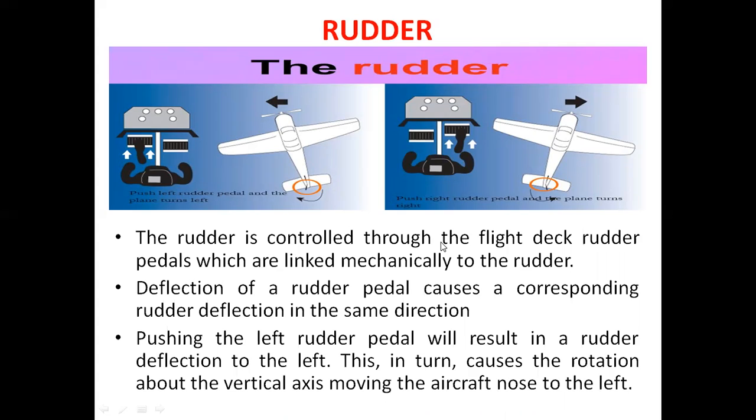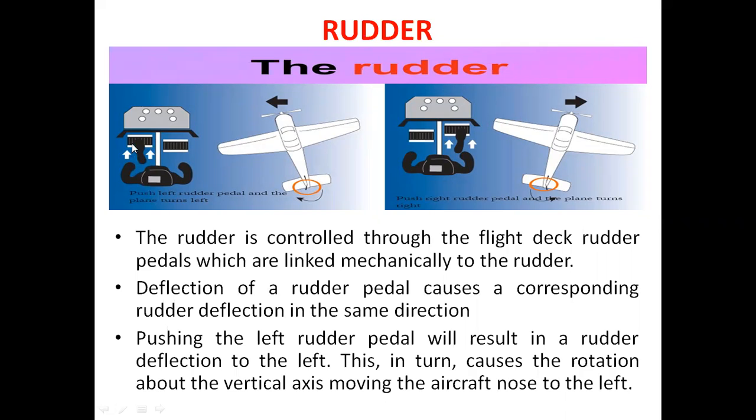The rudder is controlled through the flight deck by the rudder paddle. The rudder paddle is mechanically linked with the rudder. Deflection of the rudder paddle causes corresponding rudder deflection in the same direction. That's a very important point. Now, this is the rudder paddle. This rudder paddle is mechanically linked with the rudder.